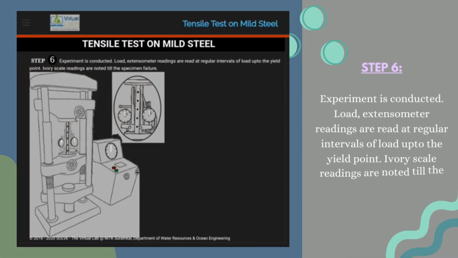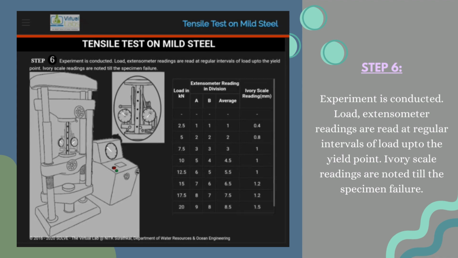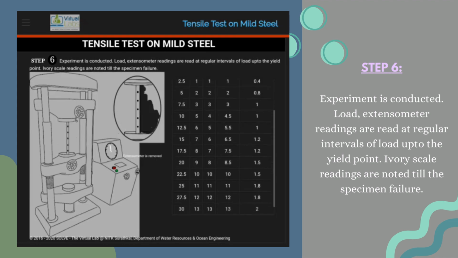For step 6, the experiment is conducted. Turn on the button and load and extensometer readings are read at regular intervals of load up to the yield point. Ivory scale readings are noted up to the specimen failure.